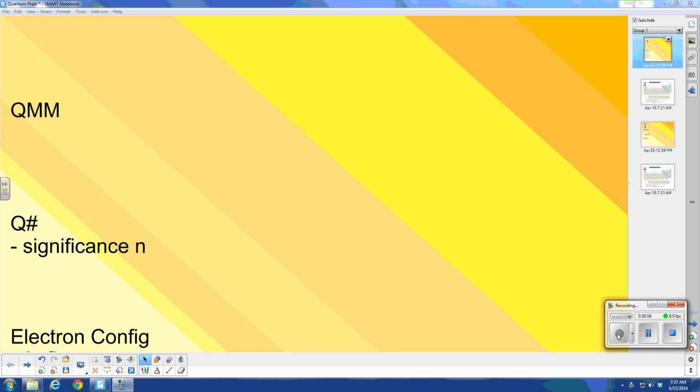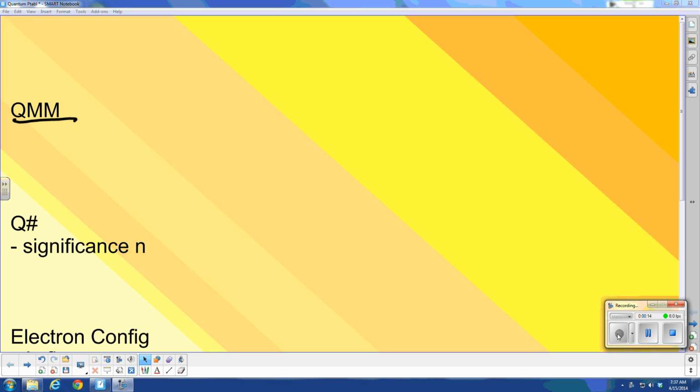This is going to be a very quick lightning review of the atom, quantum, and periodic trends. So let's get started right away. First of all, let's talk about the QMM, the quantum mechanical model. Some people might call that the Bohr model. Some people might call it the shell model of the atom. I like to call it the quantum mechanical model.